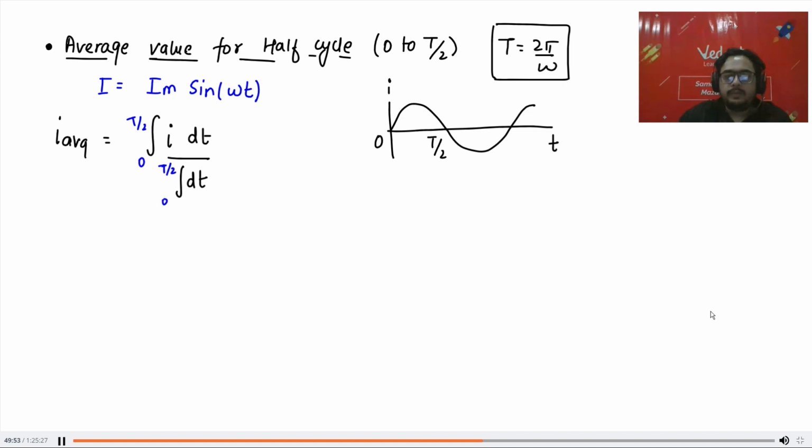So I am starting the integration now and I am not going to repeat it no matter what happens. So I average will be, what is the value of I? It is Im sin omega t.